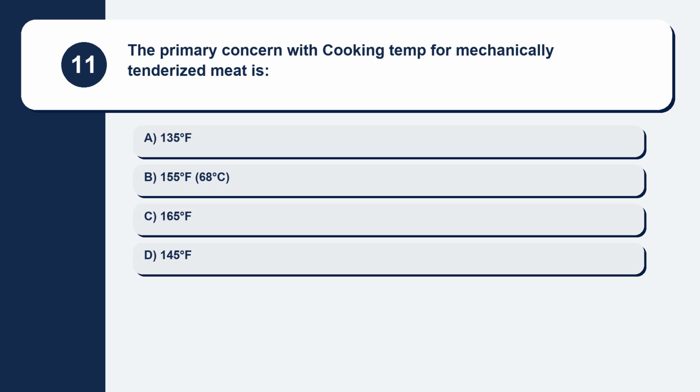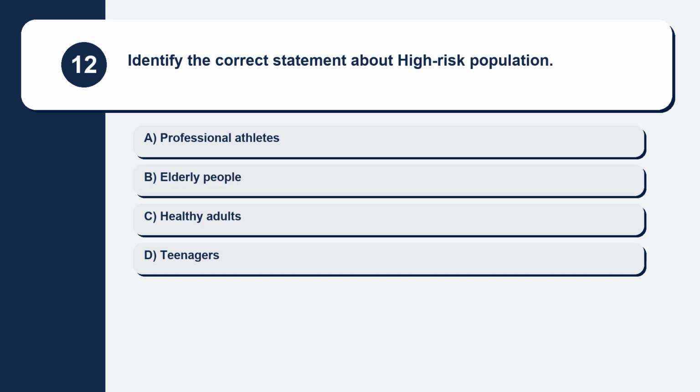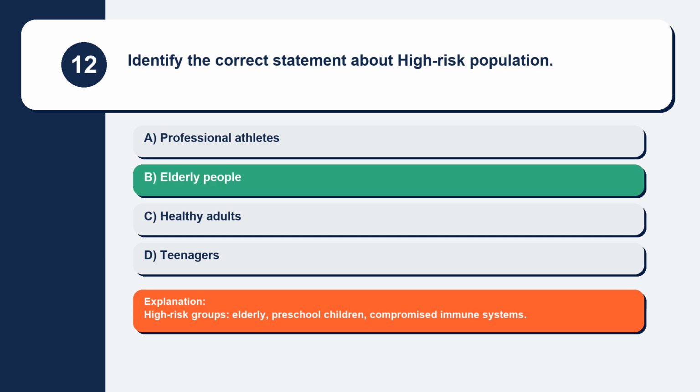Question 11. The primary concern with cooking temp for mechanically tenderized meat is: 135 degrees Fahrenheit, 155 degrees Fahrenheit, 68 degrees Celsius, 165 degrees Fahrenheit, 145 degrees Fahrenheit. Mechanically tenderized meat requires 155 degrees Fahrenheit. Question 12. Identify the correct statement about high-risk population: professional athletes, elderly people, healthy adults, teenagers. High-risk groups: elderly, preschool children, compromised immune systems.